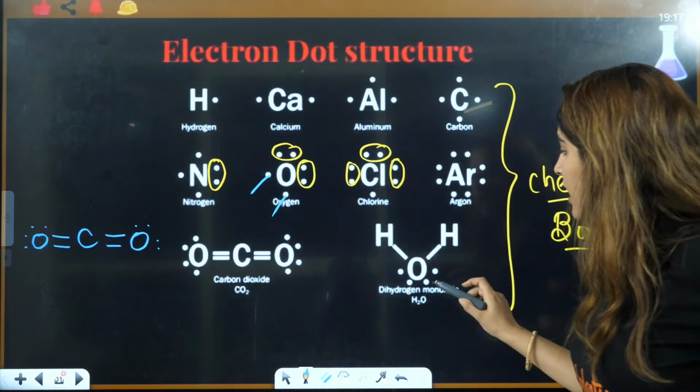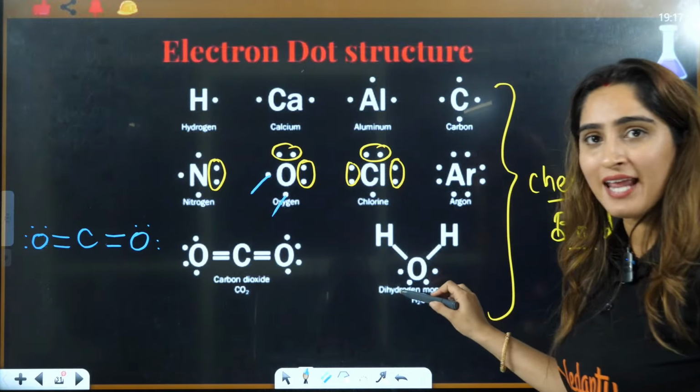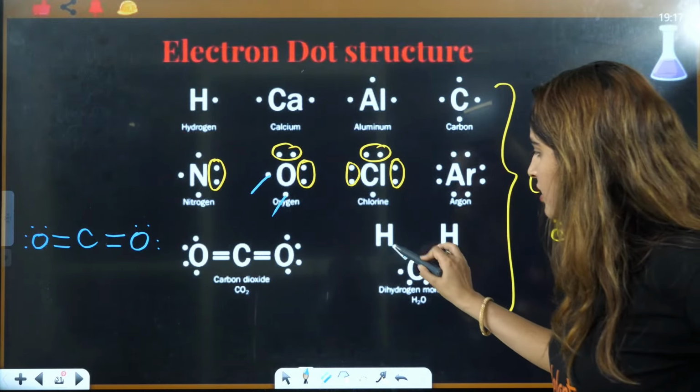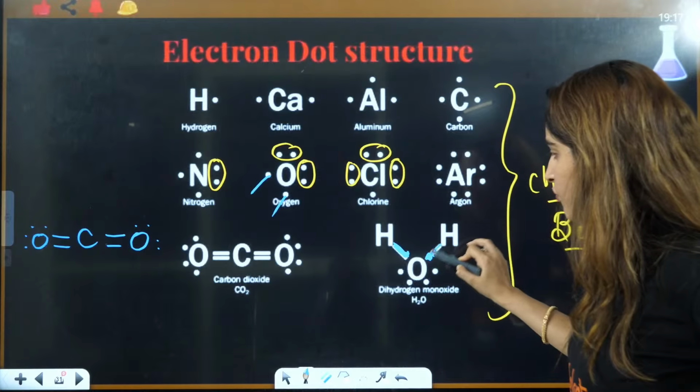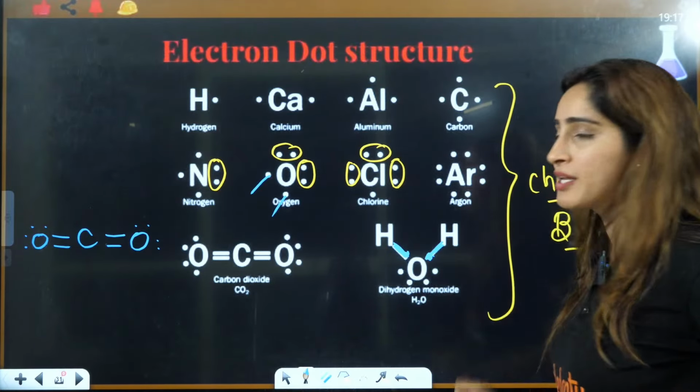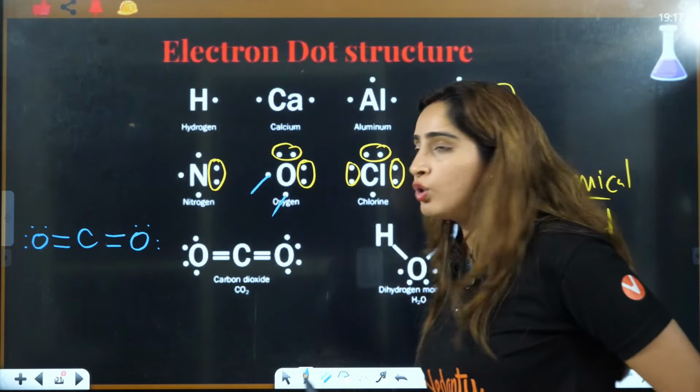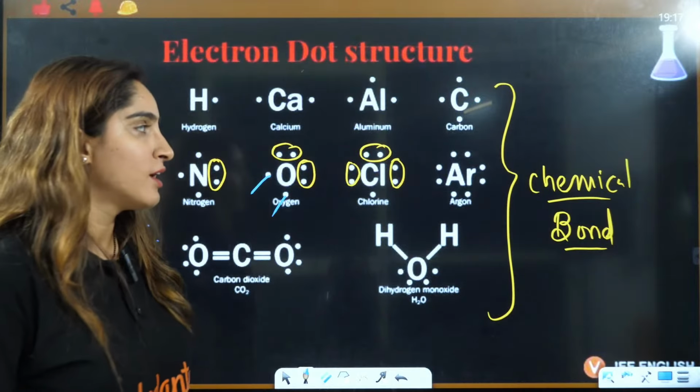And here, this is oxygen. It again has 6 electrons. This electron is forming a bond with hydrogen. This electron is forming a bond with hydrogen. Oxygen has 2 lone pairs here, right?